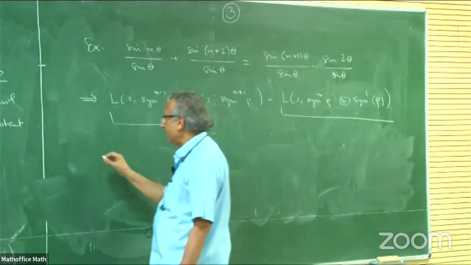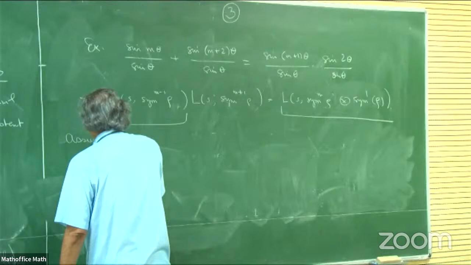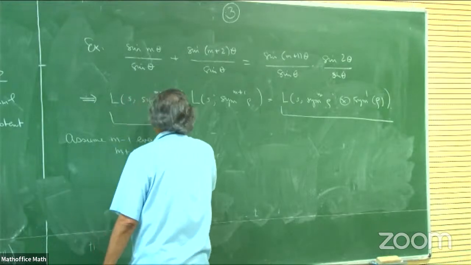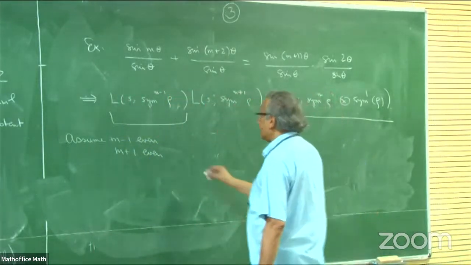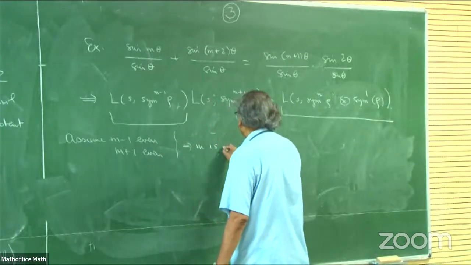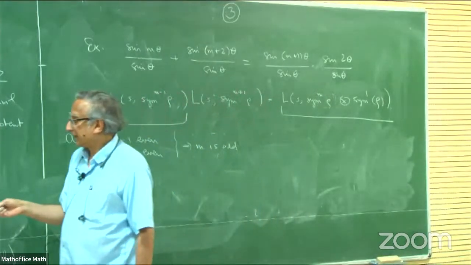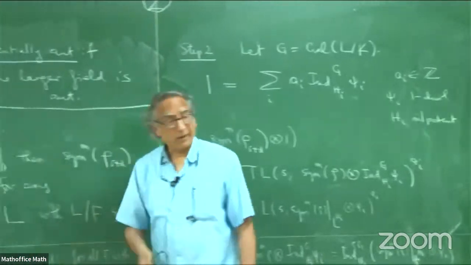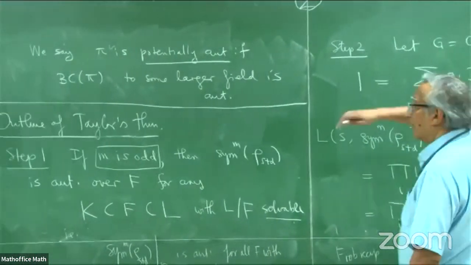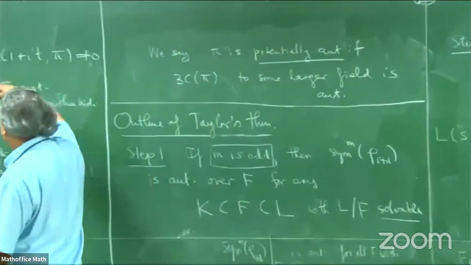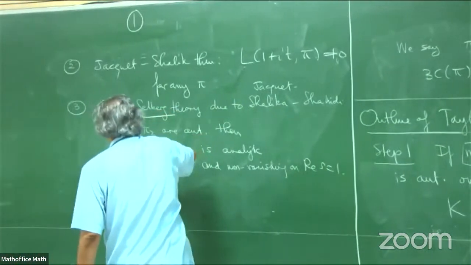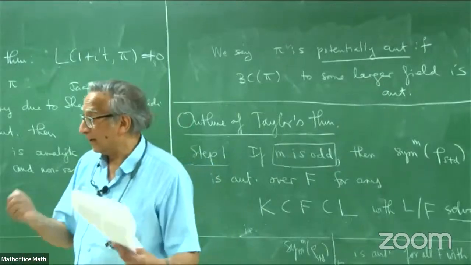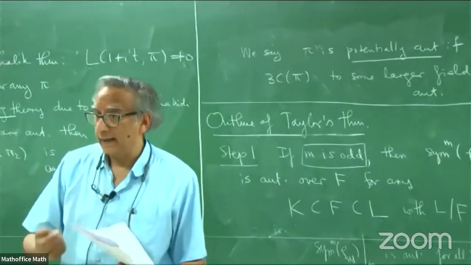So we now assume m minus 1 is even, and of course m plus 1 is even. And I'm going to try and do an induction. And in that case, m is odd. And by what Taylor just established, the m symmetric power is potentially automorphic. So we have the property that we need. If it's potentially automorphic, it's automorphic at some larger extension. And so the Rankin-Selberg theory kicks in and says the Rankin-Selberg product of two automorphic things, we're not saying it's automorphic, that's still an open problem, but we know it's analytic and non-vanishing.